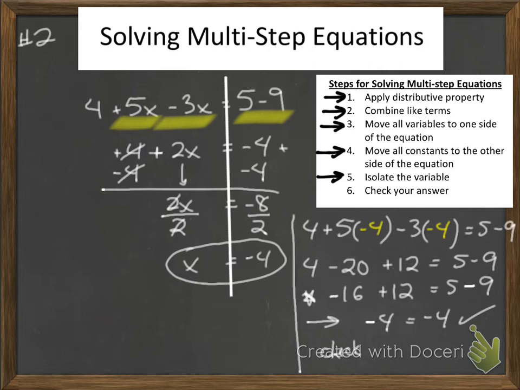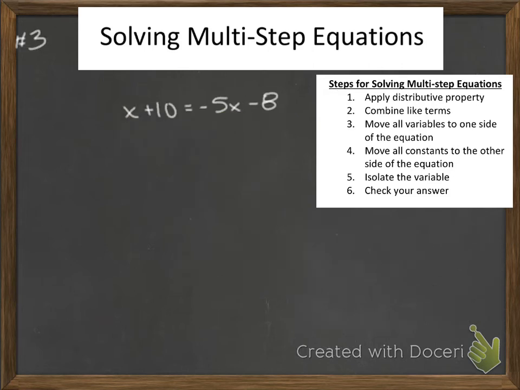All right, let's do another problem here. So here we have x plus 10 equals negative 5x minus 8. So let's go to our steps. The first step, again, suggests that we apply the distributive property, but hopefully you can see that there is no opportunity to apply the distributive property. So we don't need this step.